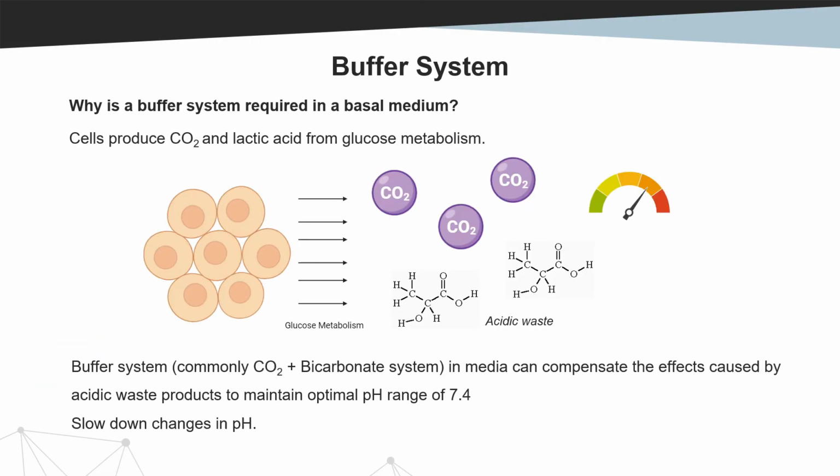A buffer system is key in a basal media. As you know, cells produce carbon dioxide and lactic acid from glucose metabolism. So when you have a buffer system in the media, commonly it is the carbon dioxide plus bicarbonate system. It can help to compensate the effects caused by the acidic waste products produced by the cells to maintain the optimal pH within your media at the range of 7.4. So this buffer system actually helps to slow down that change in the pH.